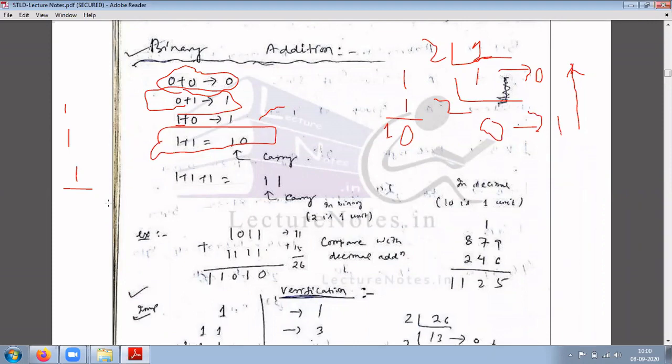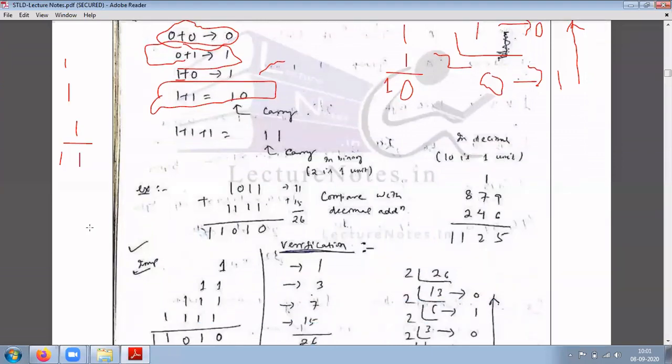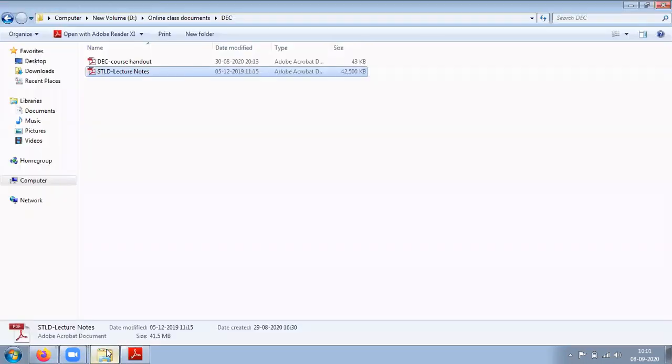11. Because 1 plus 1 plus 1 is 3, and the corresponding binary of 3 is 11. Getting? See, try to recall your class 1 mathematics, the simple addition. Suppose I want to, let me open a blank page.